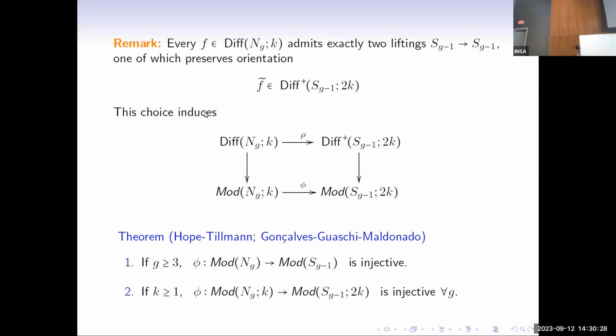And this choice induces a map at the level of mapping class groups. So you can inject the non-orientable mapping class group with k marked points into the orientable one with 2k marked points. And so this map is going to be injective in the case of g greater than or equal to 3 if you don't have marked points, and it's going to be injective for every genus if you have at least one marked point.